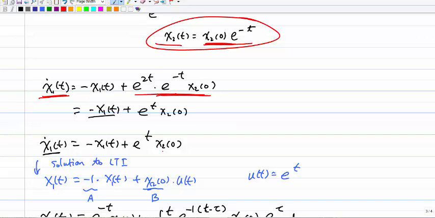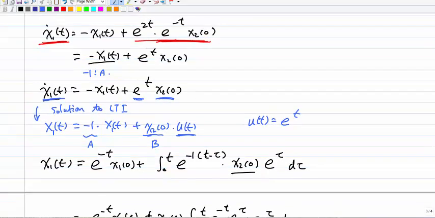Alright, so how do we find a solution to this guy? As a matter of fact, we can consider it as a linear time invariant system because I only have one state. I can consider x1t as my state. This is negative 1 as my A. I can say my B is x20 and my input u of t is e to the t. I can write this as a linear time invariant system.